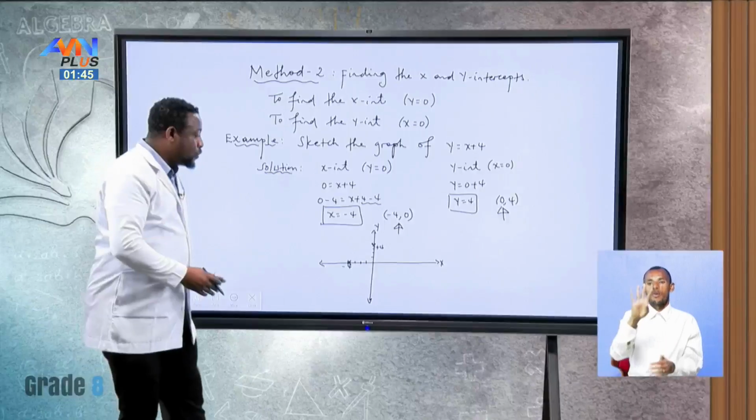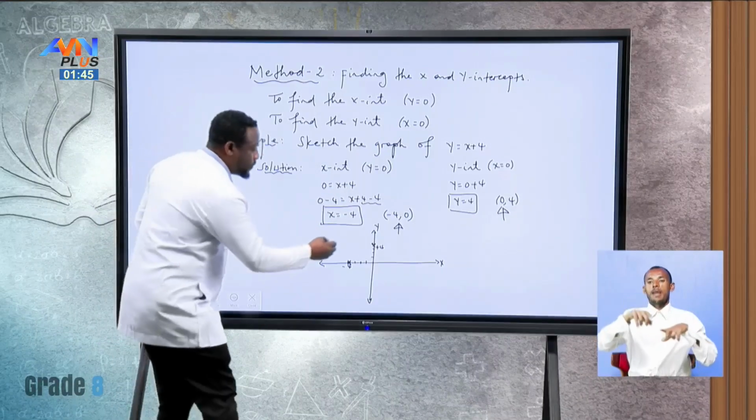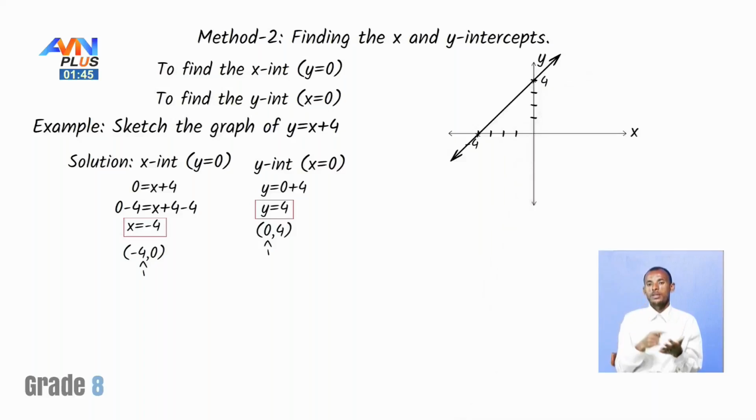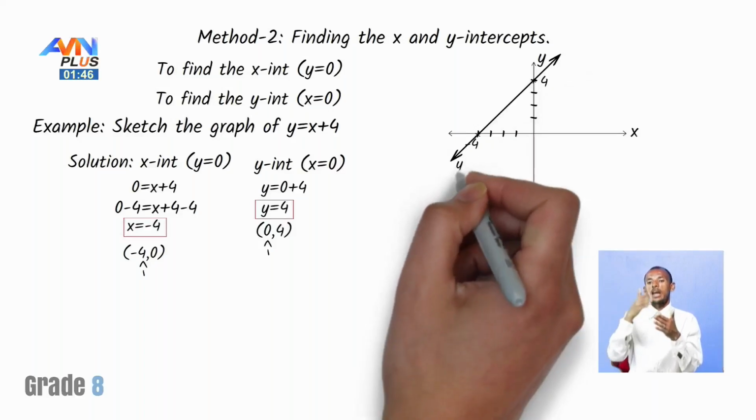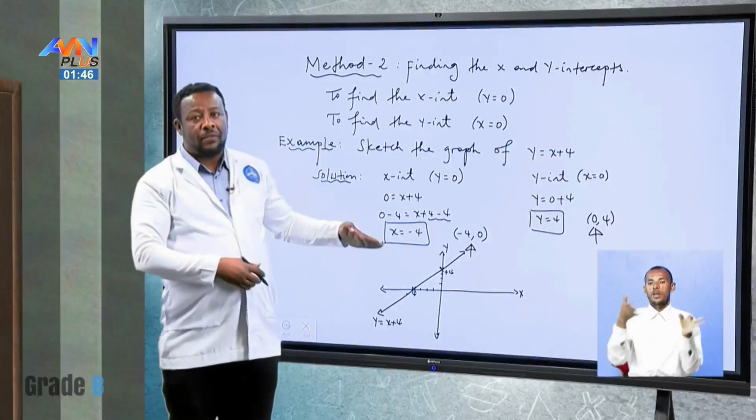Okay, through these 2 points, you can sketch a straight line. Okay, a straight line passing through these 2. So this is the graph y is equal to x plus 4. Okay, this is the required graph.